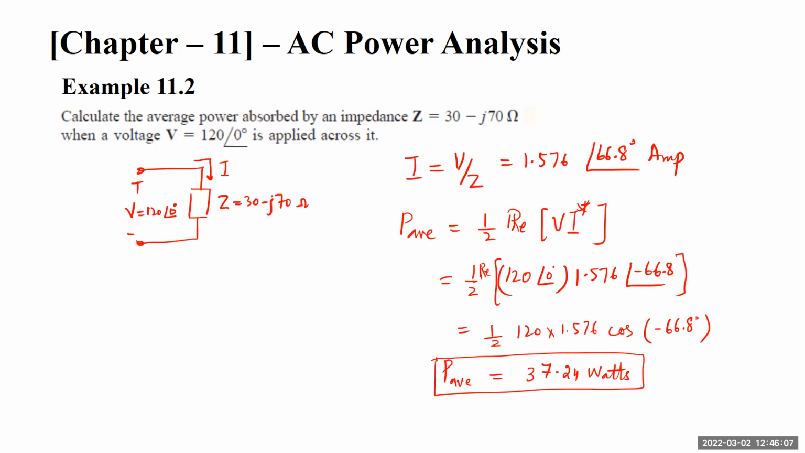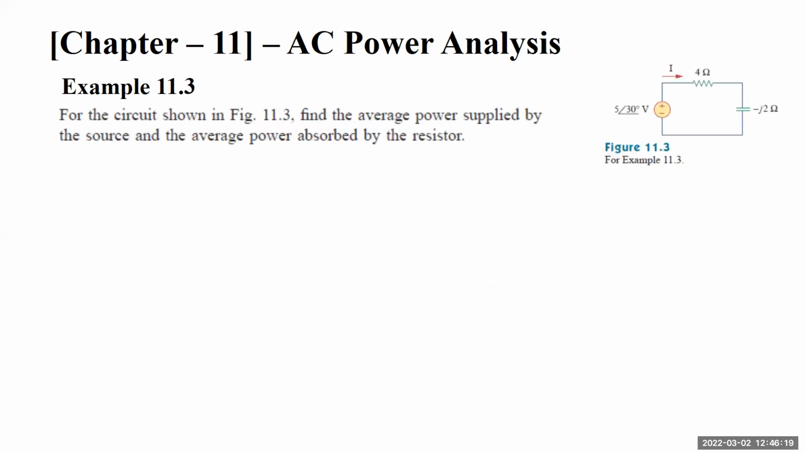So overall, these are the two methods we can use to find the average power absorbed by any impedance in a circuit. Let's solve another circuit. In this example, for the circuit shown, find the average power supplied by the source and the average power absorbed by the resistor. So in this network we have to find the power supplied and the power absorbed.